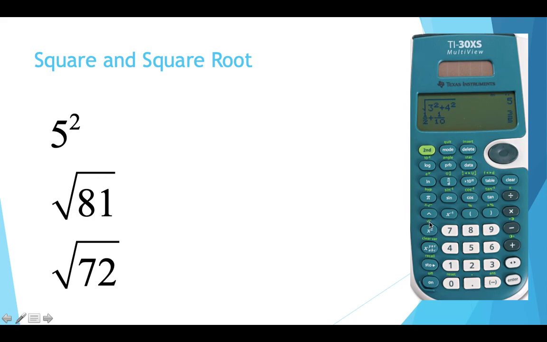So the second means that symbol, and then enter in my 81, and then hit enter, and I should get that. Now, the next one's a little trickier.